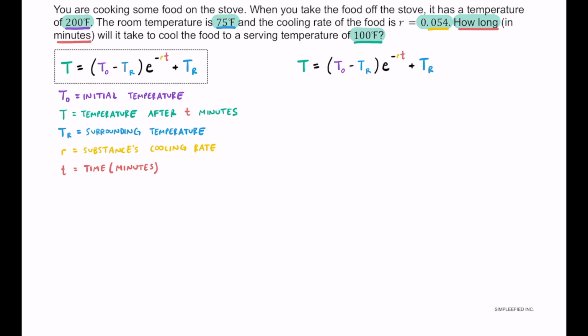All right, so here is the original formula. Let's go ahead and now substitute some values in. So this capital T on the left side is going to be 100, because that's the temperature we're looking for to be able to eat this food. It's still too hot at the beginning here. That's going to be equal to T sub 0.